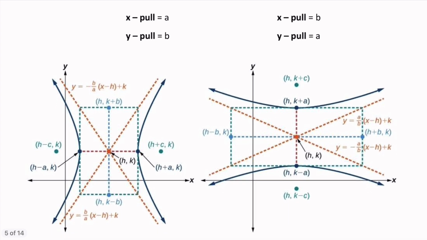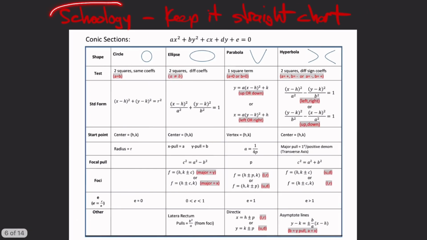I know it looks overwhelming, but remember, the more visual you make these, the less memorization you have to do. Also in Schoology is our Keep It Straight chart. This is a single PDF, kind of has everything in front of you on one sheet. Gives you the standard form, starting points, whether it's a center or vertex for a parabola. Focal pull, those two equations are very important. The focal pull for an ellipse versus the focal pull for a hyperbola. It gives you the formula for a and p in a parabola, and also how to find the foci.